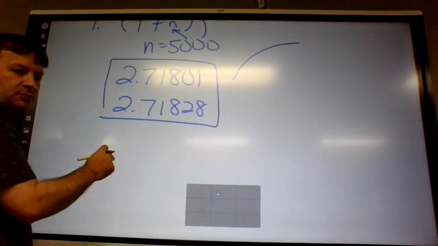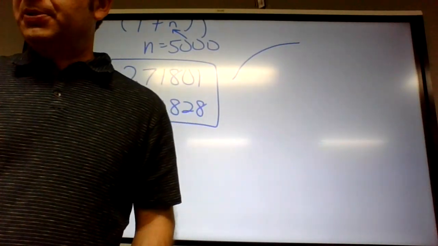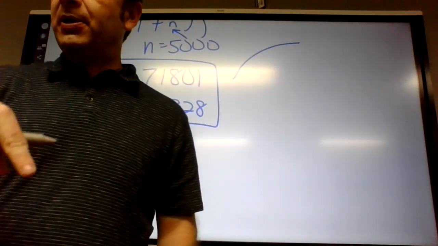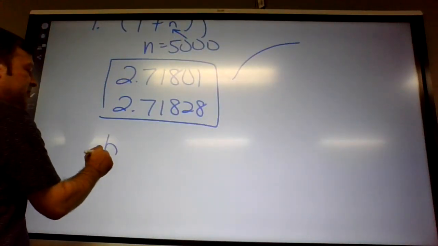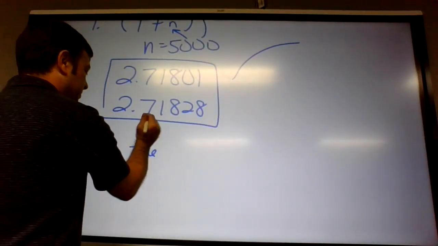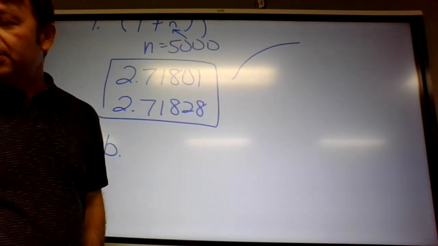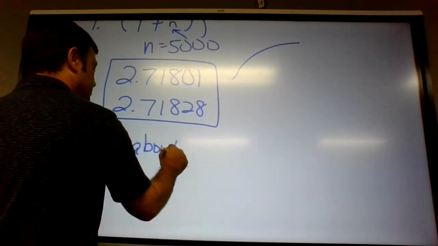What about B? For B, it says compare your answer in part A with the approximation for e. And so you're supposed to notice that they are about the same, I guess. So we don't have to write anything? They put approximately equal, I'll just put about the same.